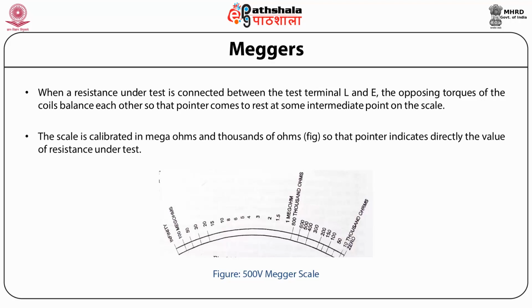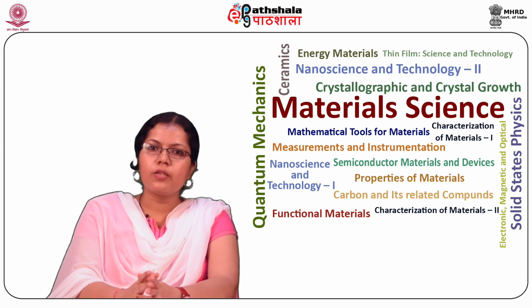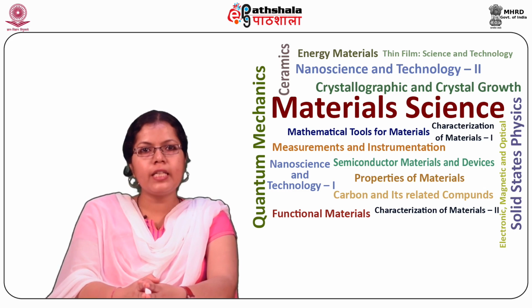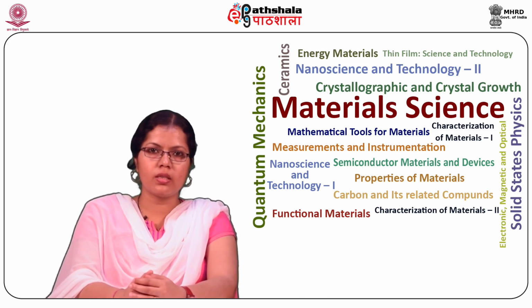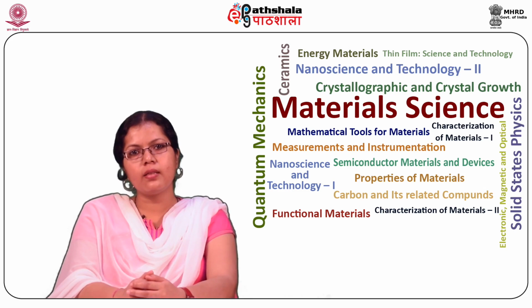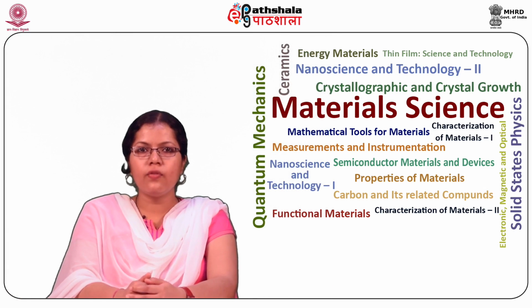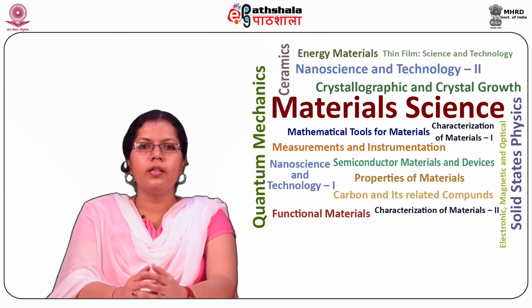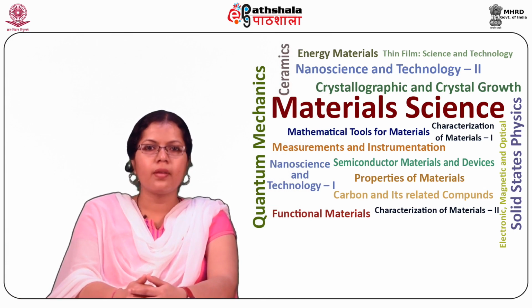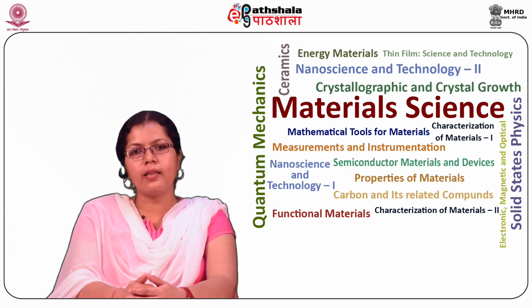The scale is calibrated in megaohms and thousands of ohms so that the pointer indicates directly the value of resistance under test. The guard ring is provided to shunt the leakage current over the test terminals or within the tester itself to the negative terminal of the generator without passing through the current or deflecting coil of the instrument, and thus eliminates errors due to it.